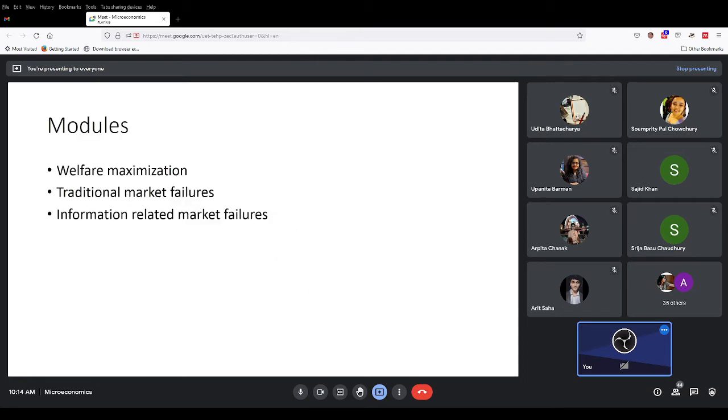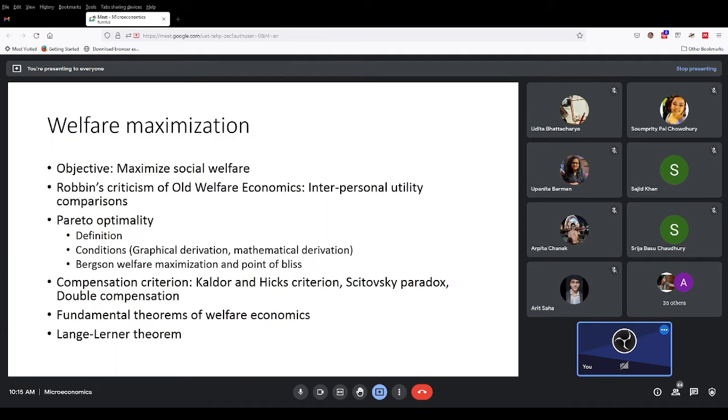Okay. Now, first I want to discuss the modules in detail. In my part, I've got two modules. One is welfare maximization, and the other is market failures. But the module on market failures I normally divide into two parts. One is the so-called traditional market failures, and the other is the information-related market failures. Okay.